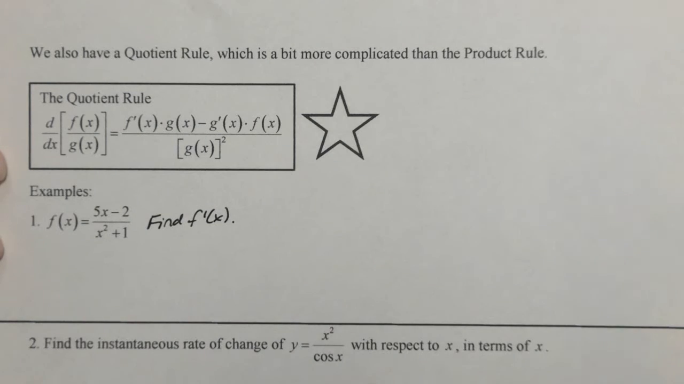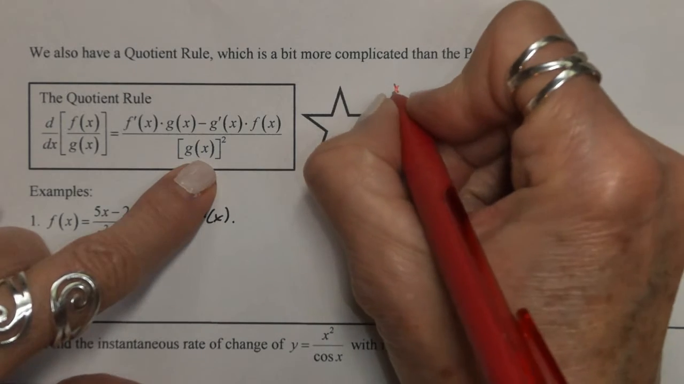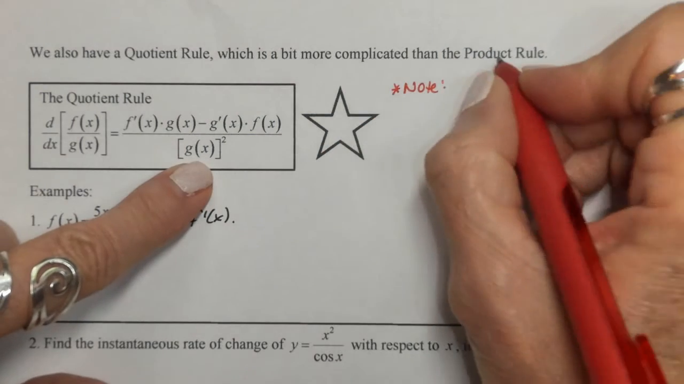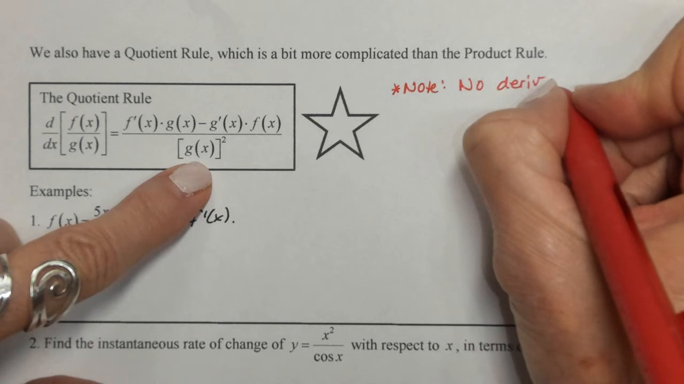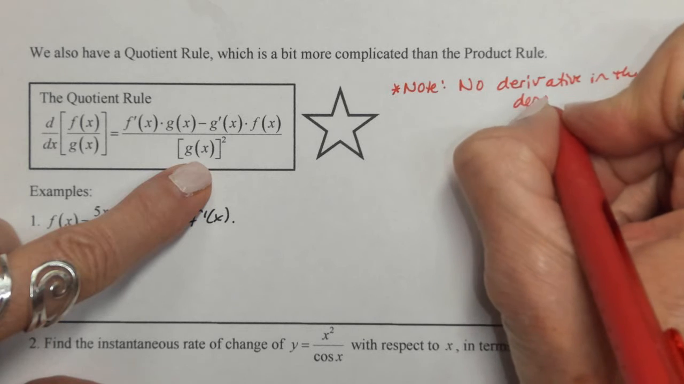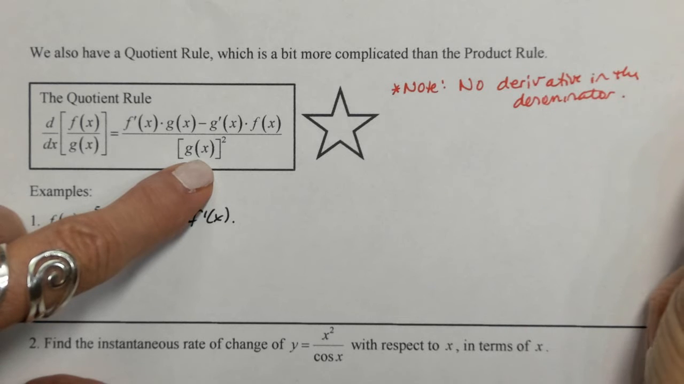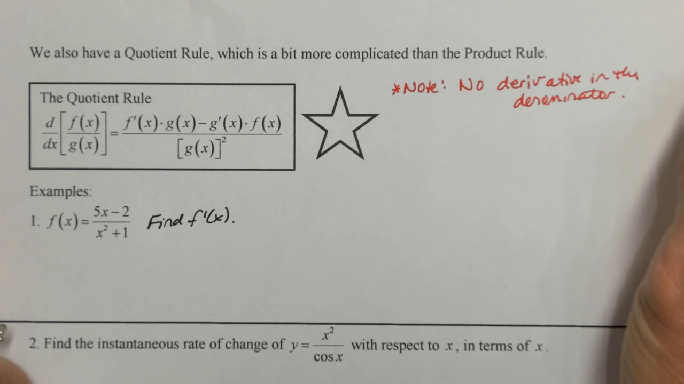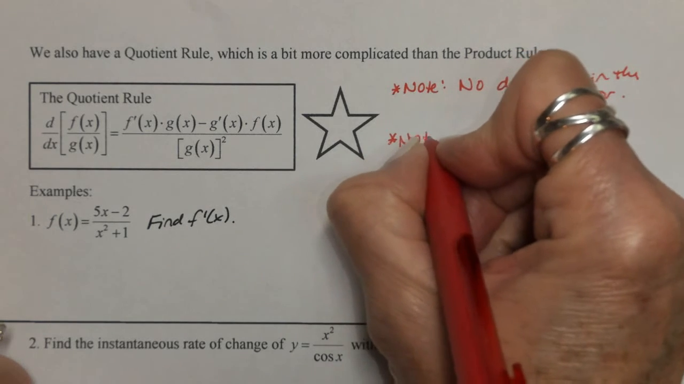Okay, some things to keep in mind. In the denominator, there's no derivative. No derivative in the denominator. Okay, it's a common mistake I see kids. They want to put a derivative in the denominator. So, nothing like that. Also, another note.